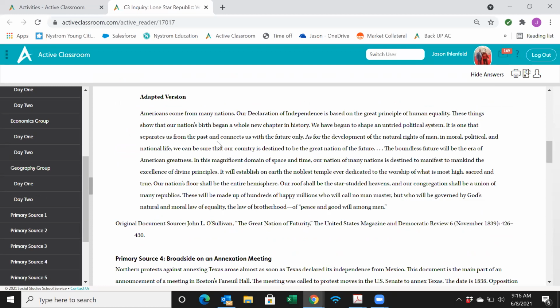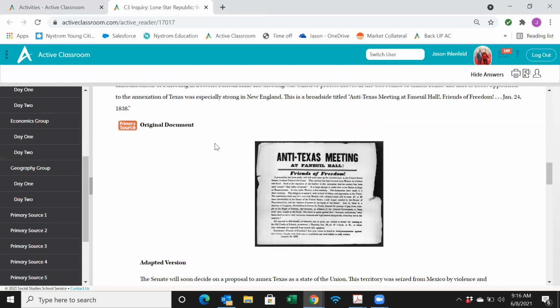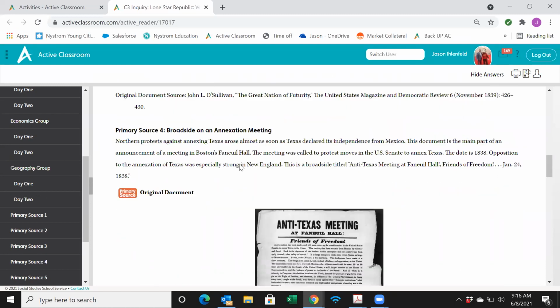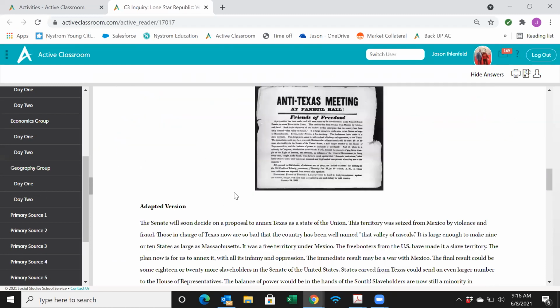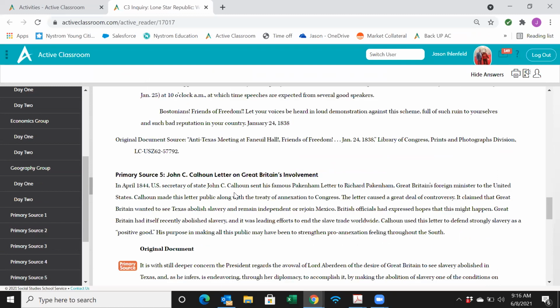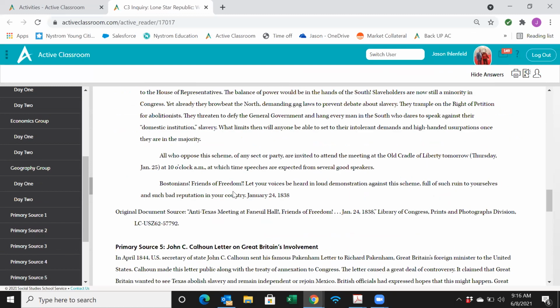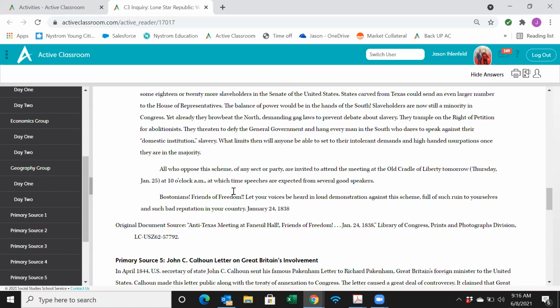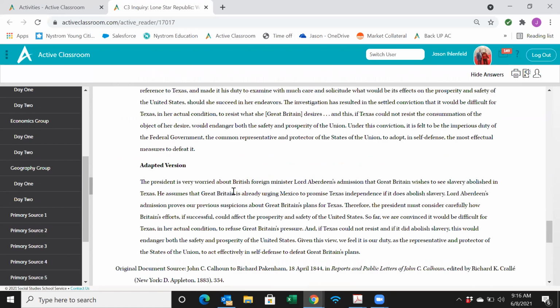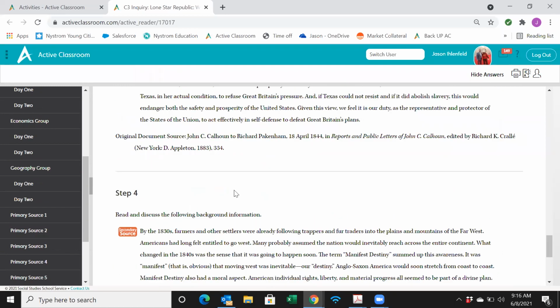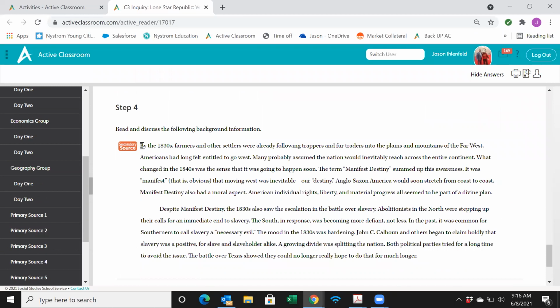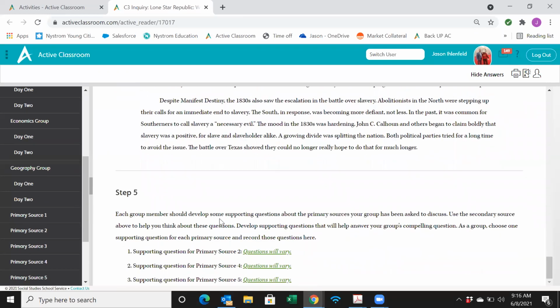Then this one here, again, we're looking at more visual primary source. And then I guess it's more textual, but you've got the image to accompany that there. And again, the setup is the same way. So we've got those 3 primary sources, and then another clip here, a secondary source to help support them in their investigation. And then the students are tasked with writing their own supporting questions.